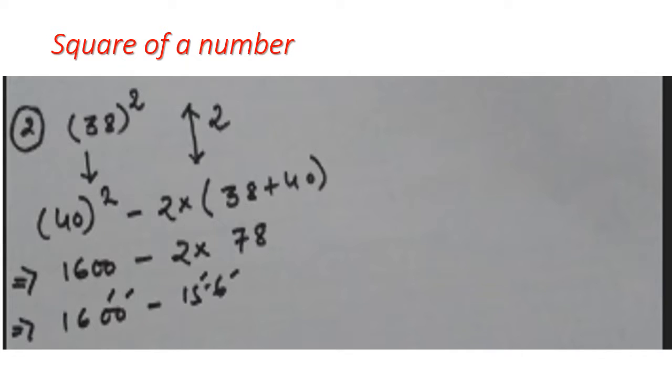Another example, 38 square. What is the nearest number having unit digit 0? That is 40. Now the difference between 38 and 40 is minus 2 actually, so we are writing minus 2 here. Then cross 38 plus 40. So it is 1600 minus 2 cross 78, 1600 minus 156.